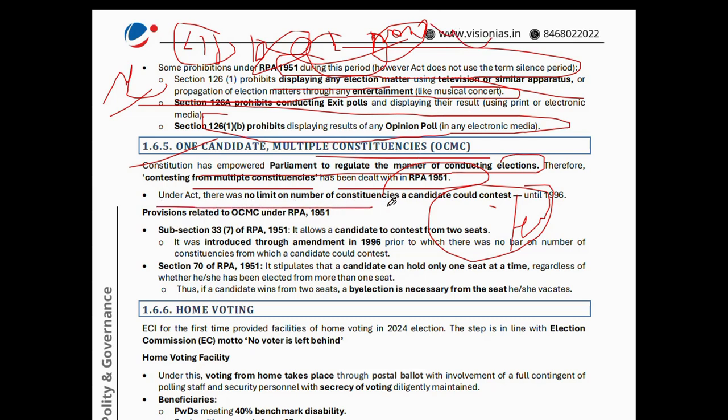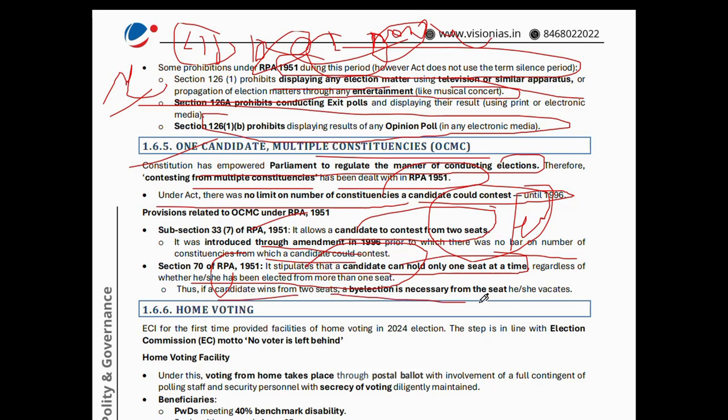After 1996, what happened? The Representation of People Act 1951 allowed a candidate to contest from only two seats. It was introduced through the amendment of 1996, before which there was no bar on the number of constituencies from which a candidate could contest. The Act stipulates that a candidate can hold only one seat at a time, regardless of how many seats he or she has been elected from. If a candidate wins from two seats, a by-election is necessary for the seat he vacates. That is one candidate, multiple constituencies.